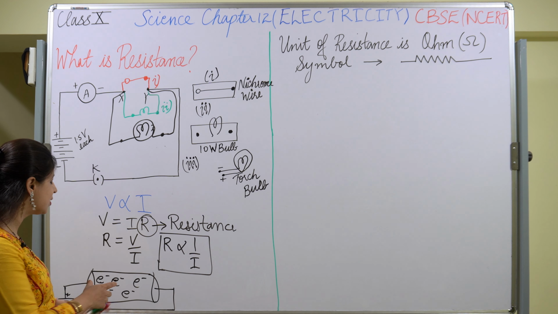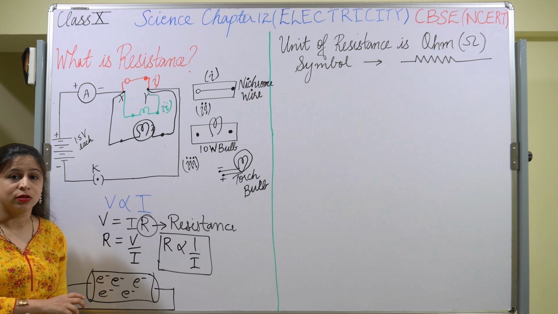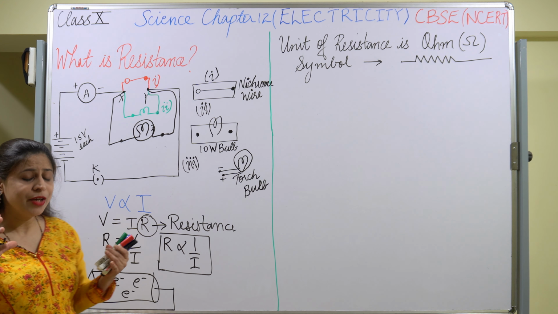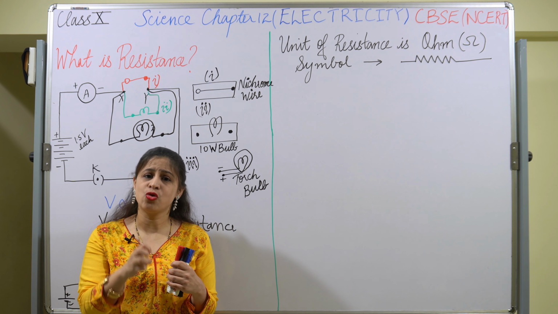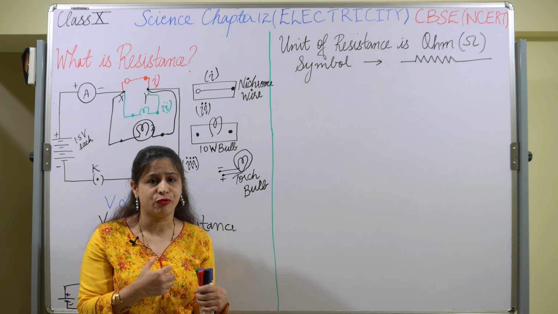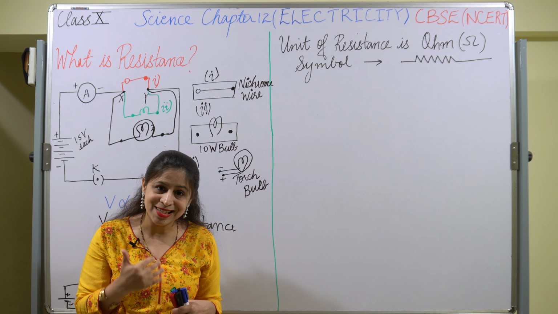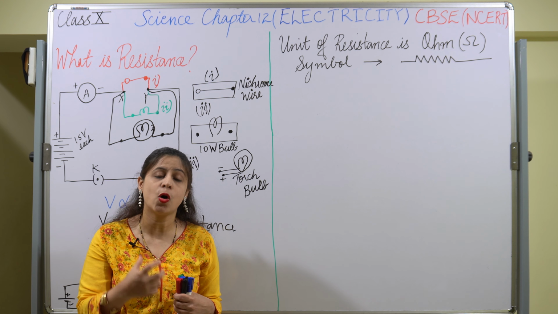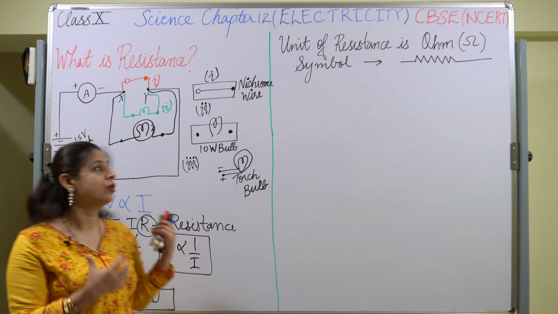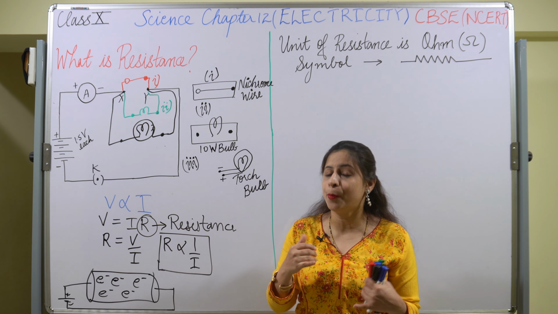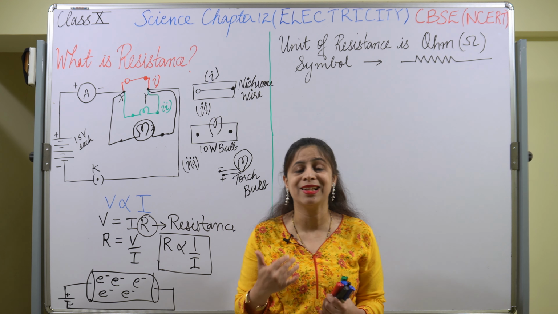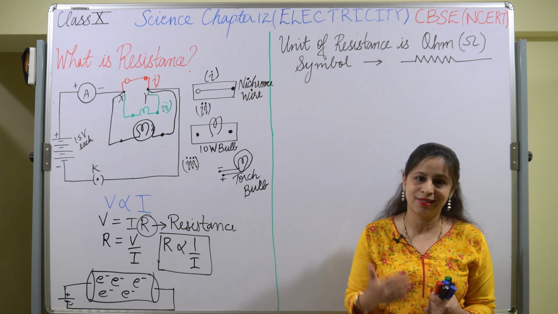Similar is the case with the electrons. If something comes in between and the electrons are not able to move, we call that thing an obstruction. So resistance is defined as the obstruction or the opposition in the flow of electrons by the conductor.